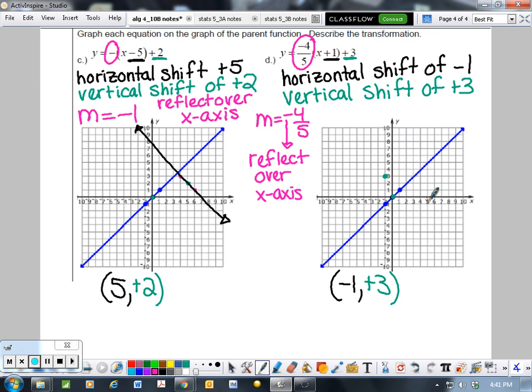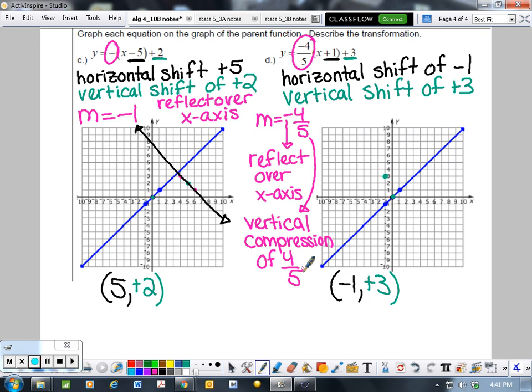But that's not all. I also have this 4/5 here. So now I have to compare 4/5. Is it bigger than 1 or is it less than 1? Since it's less than 1, it is a vertical compression because it's making it less steep. A vertical compression of 4/5.